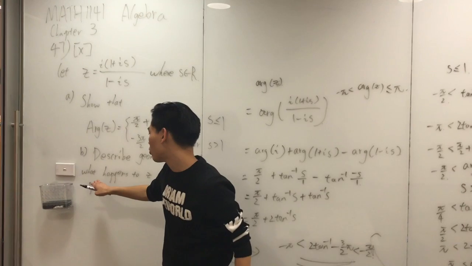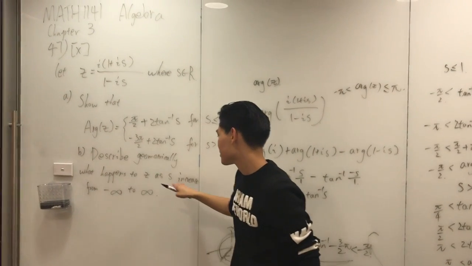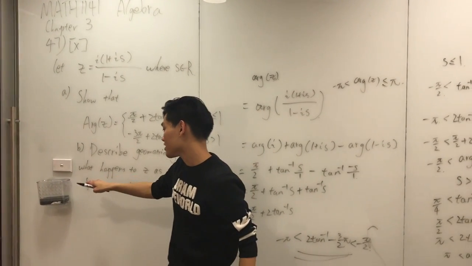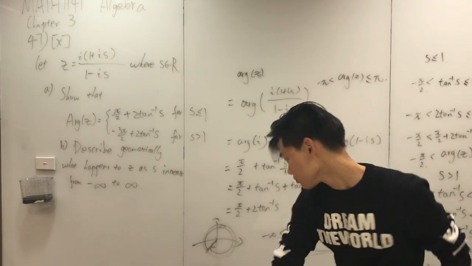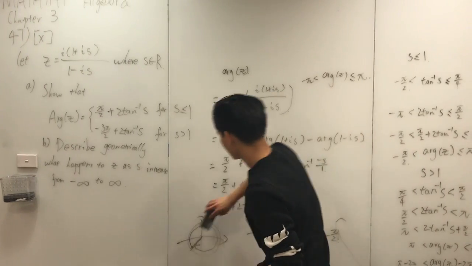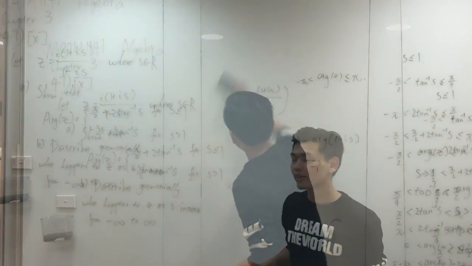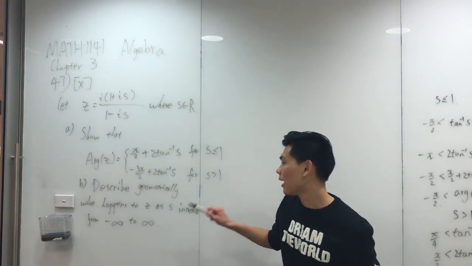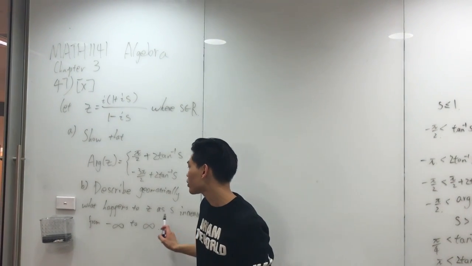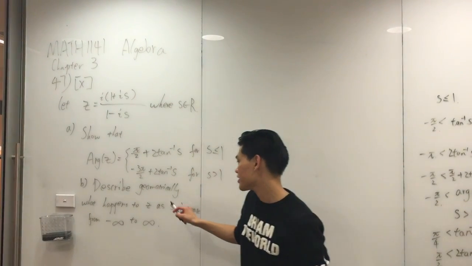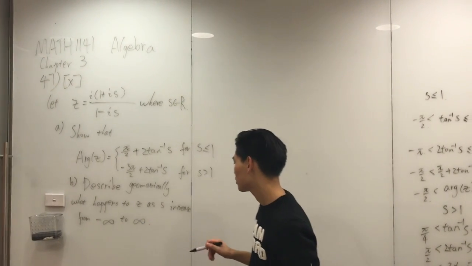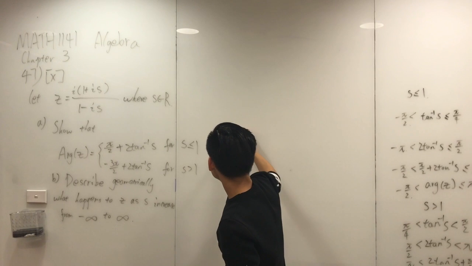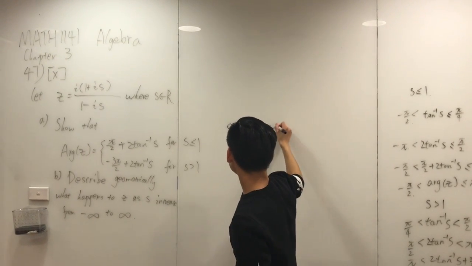Describe geometrically what happens to z as s increases from negative infinity to infinity. Okay, now let's look at part B. Describe geometrically what happens to z as s increases from negative infinity to infinity. So s is increased from negative infinity to infinity.